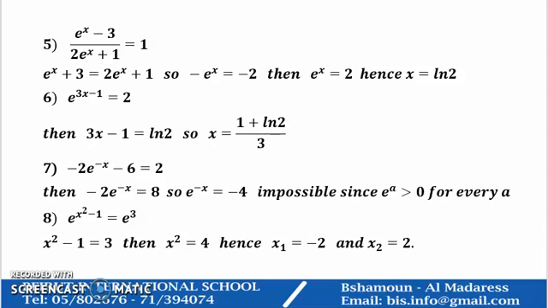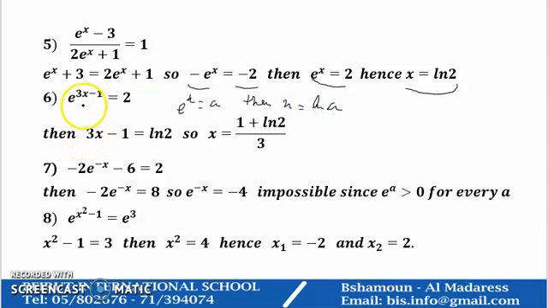Now, here I have also an equation, (e^x - 3)/(2e^x + 5) = 1. Since here I have an equality of fractions, yes, I can do the cross product. So we obtain -e^x = -2... then e^x = 2. So directly I can deduce that x = ln 2. What about this part? In fact, here I have e^(3x-1) = 2. I can apply directly that if e^x = a, then x = ln a.